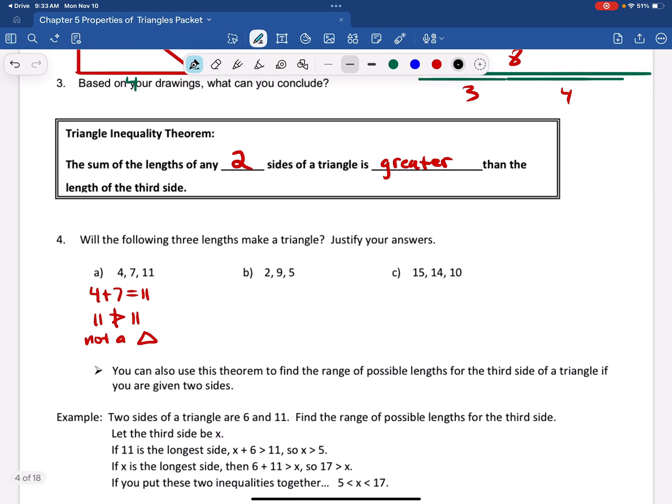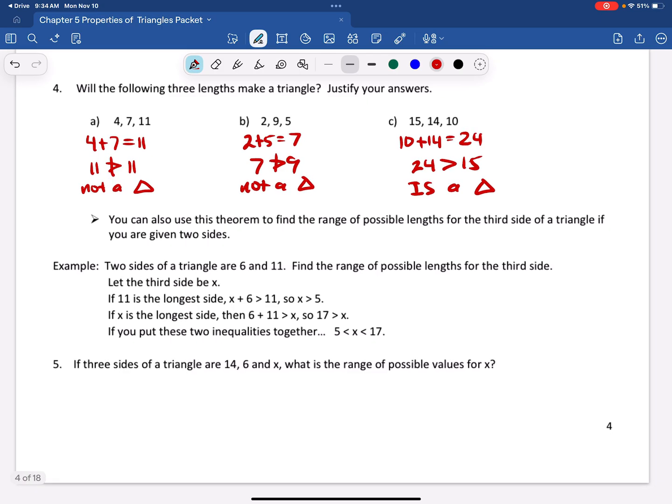Okay, so then let's go over here. We're going to take the 2, add the 5, and that's going to be 7. 7 is not greater than 9, so again, this is not a triangle. And then we're going to come over here, take the 2 smallest ones, 10 and 14, and that's 24, and 24 is greater than 15, so this is a triangle. And you can always take the 2 smallest ones and add them up, and they have to be bigger than the largest one. Okay, all right.